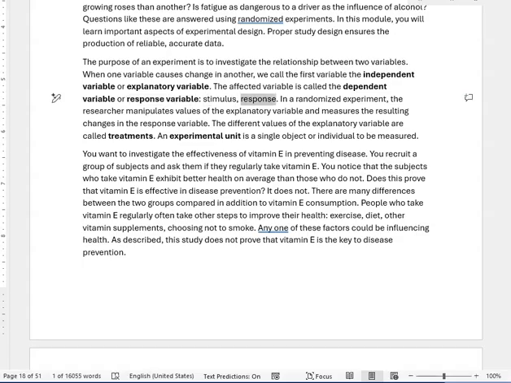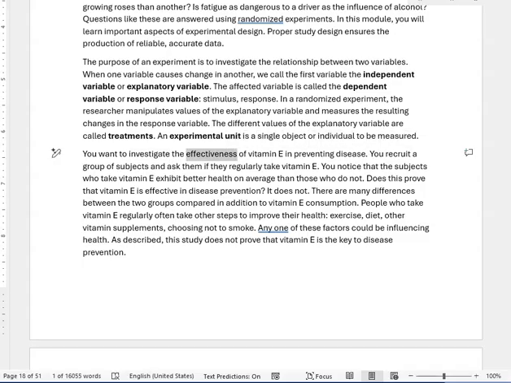Stimulus, response. In a randomized experiment, the researcher manipulates values of the explanatory variable and measures the resulting changes in the response variable. The different values of the explanatory variable are called treatments. An experimental unit is a single object or individual to be measured.